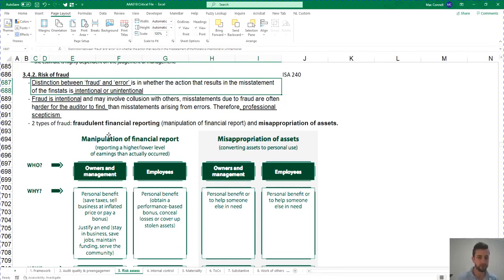So there's two types of fraud. So number one is fraudulent financial reporting, which is the manipulation of the financial report. And number two is misappropriation of assets. That's like converting the company assets to personal assets. In other words, manipulation of fraudulent financial reporting is, for example, the management gets a bonus based on performance. So they might say, okay, let's just load up this year, get a really big bonus, and then skip out next year. That's manipulating the underlying true financial performance.